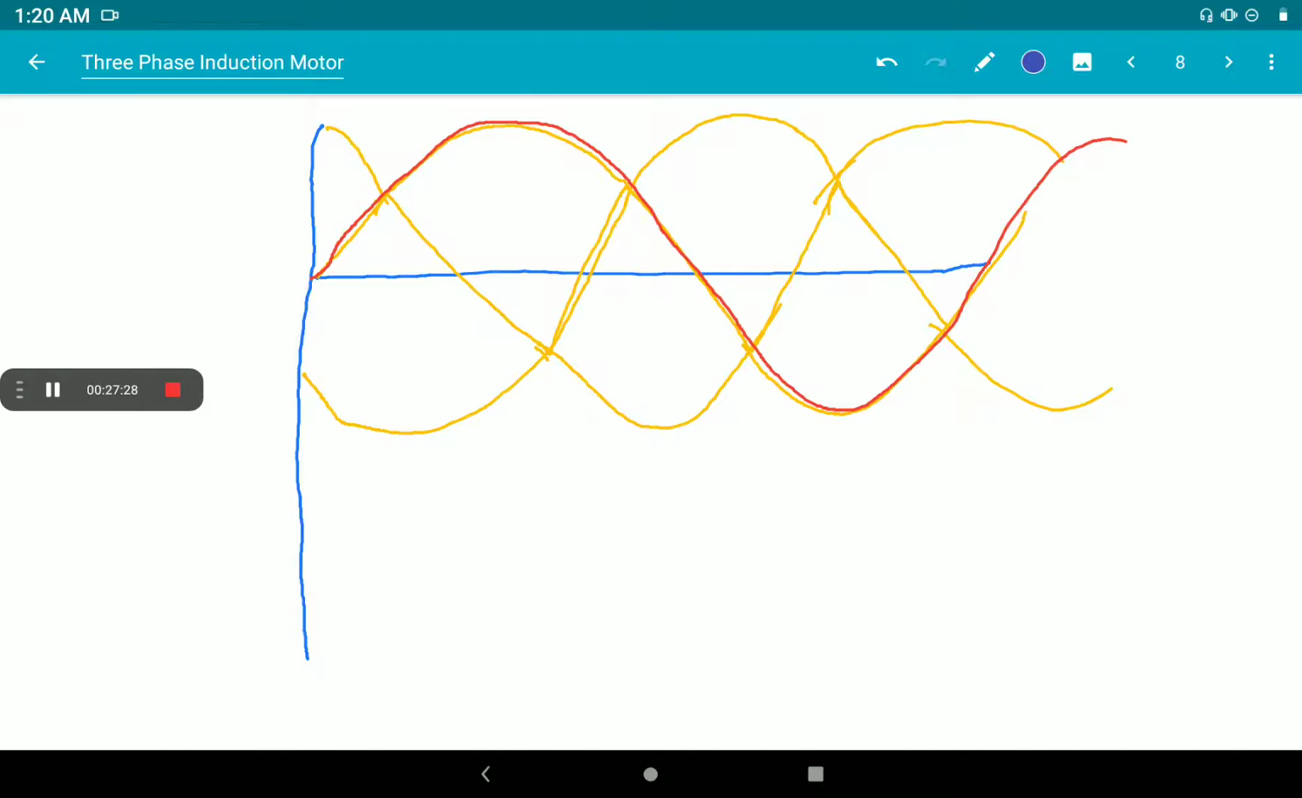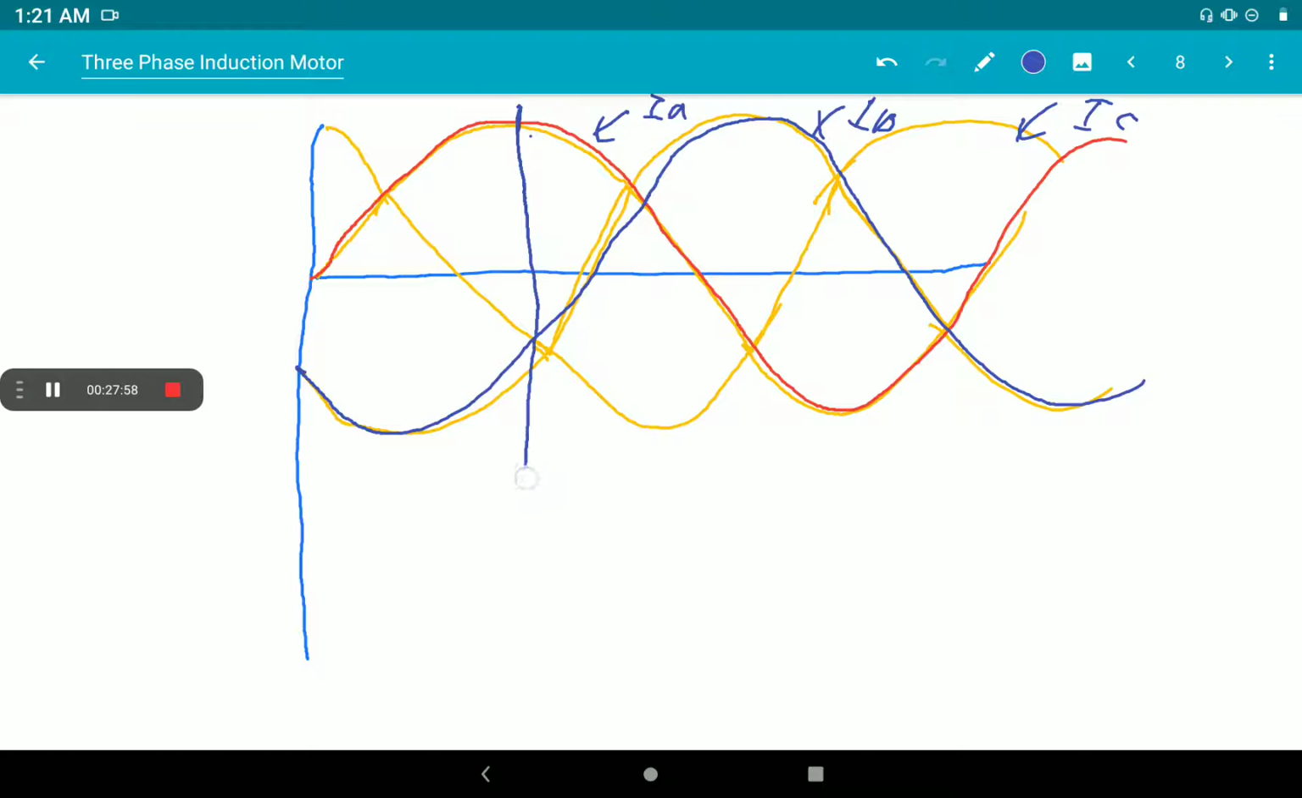So let us take blue. The second one is blue. This will be the second one. R, B, and Y is yellow. Okay, now take them as vectors. So the first one is IA, the second one IB, and the third one IC. Now we are considering the instant at these peak points. Consider only one instant where the positive peak occurs. Okay, let us see what the current direction is at this instant.